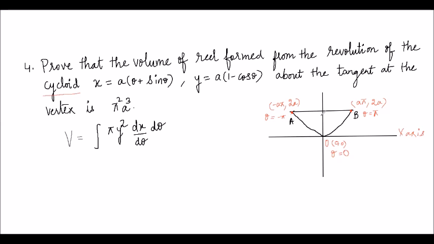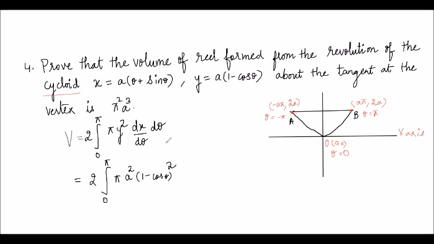Since it is symmetrical about the y-axis, we can take 2 times here, and we can take the limits from 0 to pi. So let us put y and dx by d theta. This will be 2, the limits are from 0 to pi. Y is a(1 minus cos theta), so y square will become a square (1 minus cos theta) whole square.